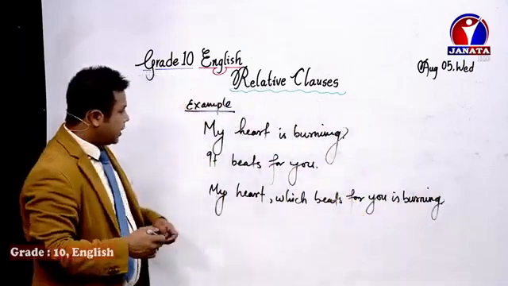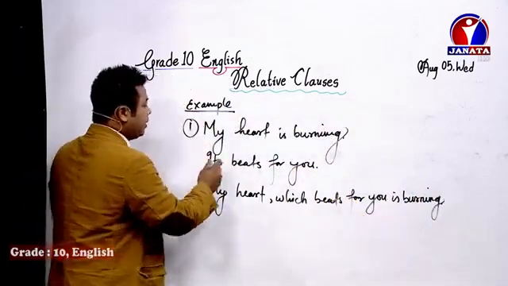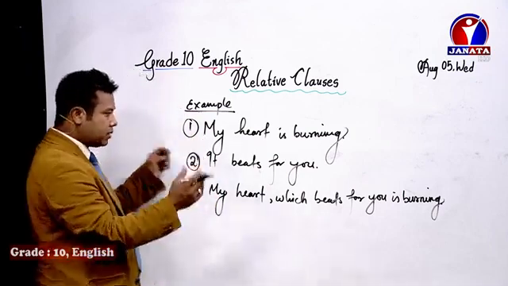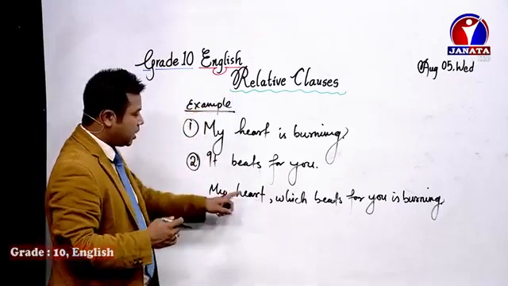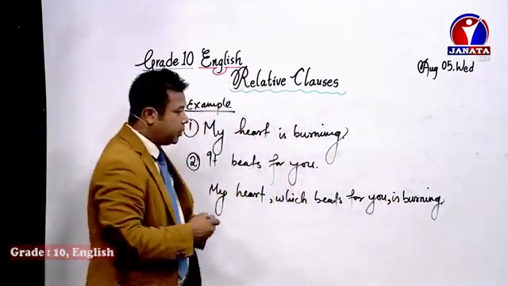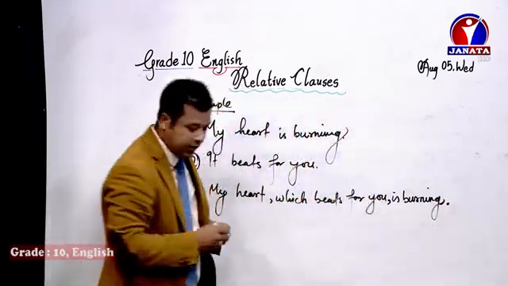Okay, if we can read the sentence. See the first sentence, sentence number one: my heart is burning. Sentence number two: it beats for you. Then I merge these two sentences into one using a relative clause: my heart, which beats for you, and I can close it with a comma, is burning, and it ends with a full stop. Let us have the full stop, okay, quite distinct.